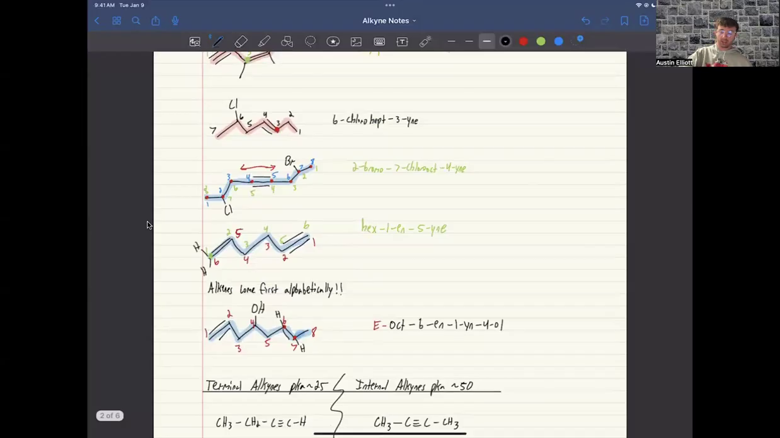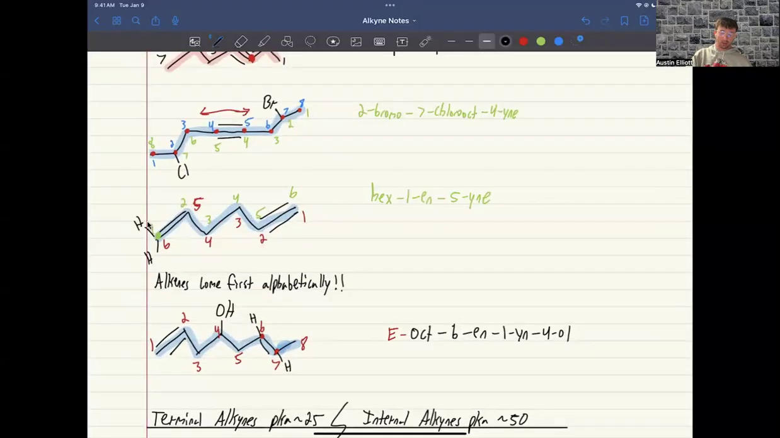So something to go back to just for a second. When doing this, or when naming alkynes, you're always looking for the first pi bond.